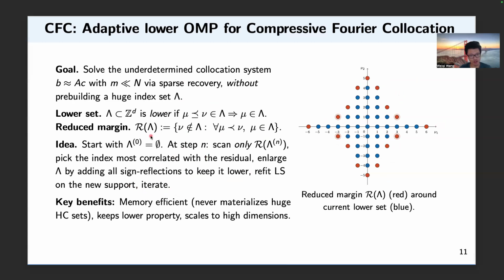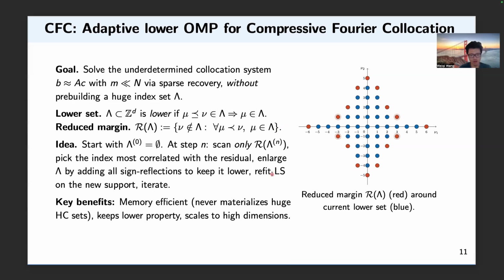So here is the process. We start from a tiny set, like an empty set or the origin, and we look at the edge and some adjacent points. We pick the frequency that best explains the current residual, and we add it into our Fourier index set. We also add all of its reflections so the set stays lower. I mean, we want to make sure there is no hole in this set. We refit all coefficients on the active set and update the residual. And we repeat this process until we meet the computational budget.